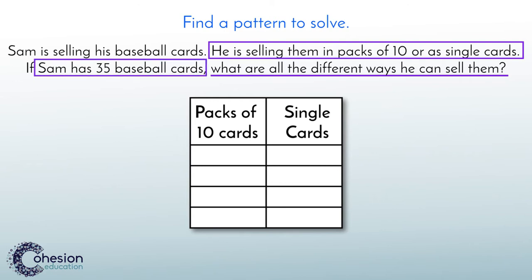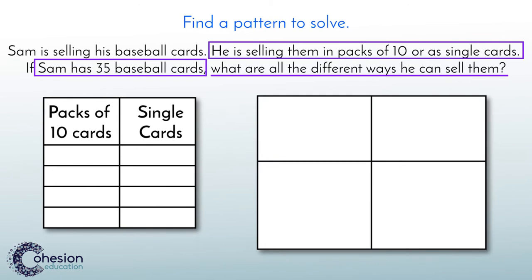Now that we have the information that we need, let's take a look at the chart given. The chart is made up of two columns, packs of 10 cards and single cards. We need to find all the different combinations of tens and ones we could use to build the number 35. Drawing out quick pictures to represent place value will be a very beneficial strategy. The first way we can represent 35 is with 3 tens and 5 ones. This would represent 3 packs of 10 baseball cards and 5 single cards. We can fill in 3 and 5 on the chart.